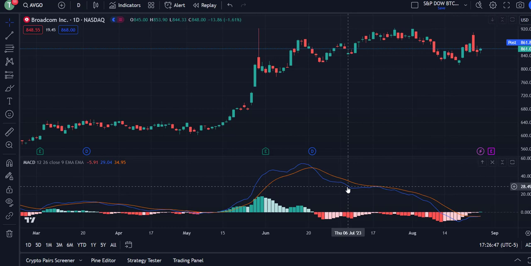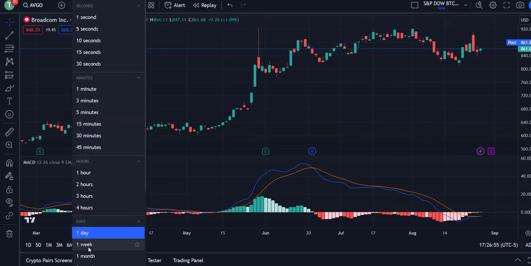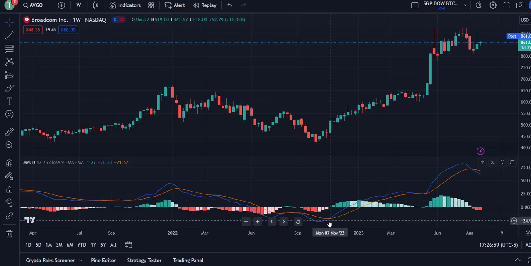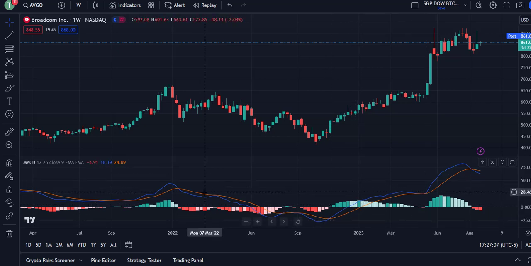So the MACD doesn't do as well on this sort of indicator because it's been trending so long. And I could always play around with time on the MACD, but it doesn't give us as good of signals. This crossover here back in November of 22 is obviously a good one, and it stayed since then. And look at that.